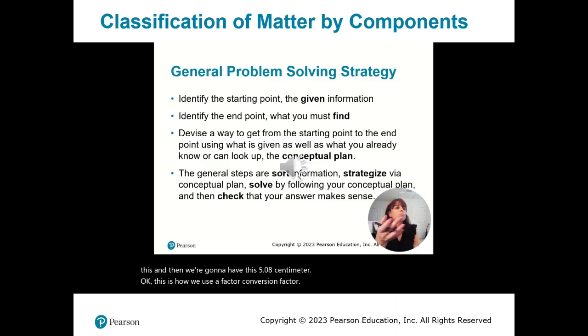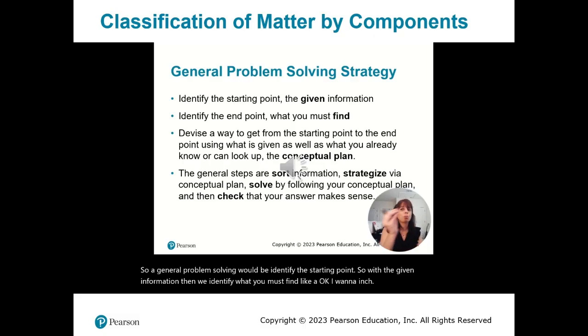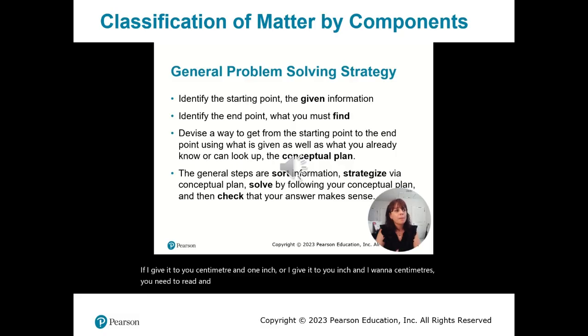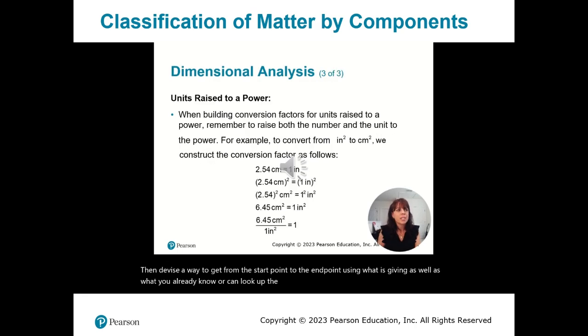So a general problem solving approach would be: identify the starting point, so the given information. Then identify what you must find. If I give you centimeters and I want inches, or I give you inches and I want centimeters, you need to read and find what they're asking for. Then devise a way to get from the start point to the end point using what is given as well as what you already know or can look up, the conceptual plan. So let's go to an example, which is better.